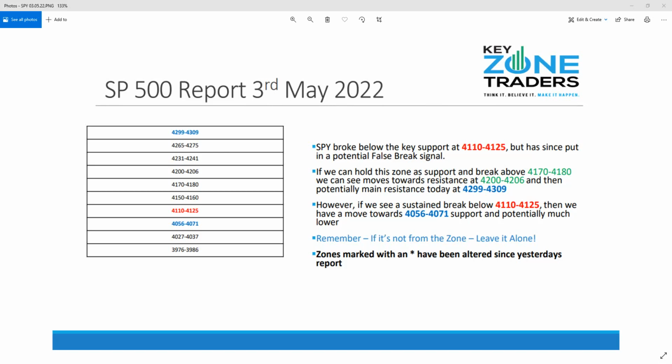And so we're going to start with the S&P 500 for the reports this morning, and we said that the S&P 500 had broke the key support at 4110 to 4125, but has since put in a potential false break signal. So if we could hold that zone of support and break above 4170 to 4180, we could see moves towards resistance at 4200 to 4206, and then potentially main resistance today at 4299 to 4309, although that was ambitious in the current climate. However, if we saw a sustained break below 4110 to 4125, then we had movements lower. So let's go and have a look at the S&P 500 today.